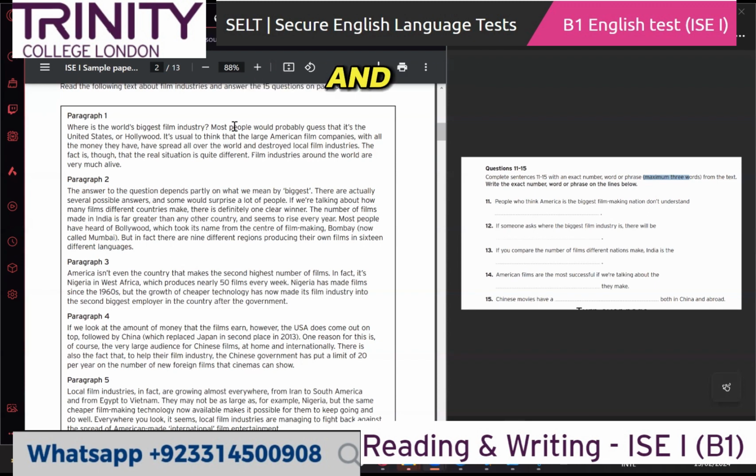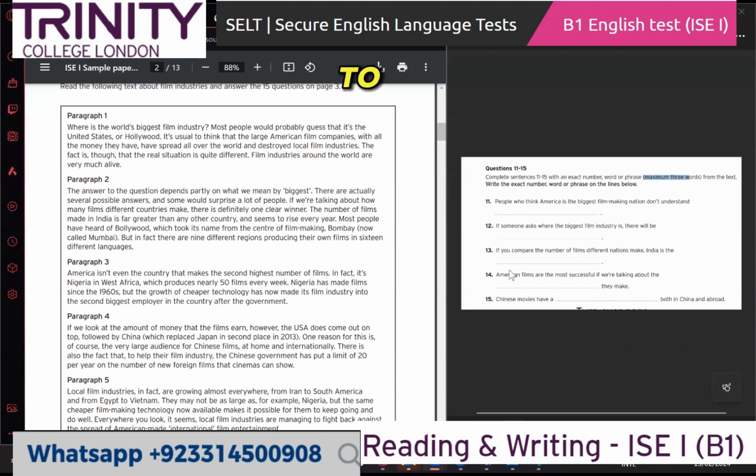Local film industries and cinema are growing almost everywhere, from Iran to South America, and from Egypt as a vintage. They may not be as large as, for example, Nigeria's, but the same cheaper film technology nowadays makes it possible for them to keep going and do well. Everywhere we look in the world, local film industries are managing to fight back against the spread of American-made films internationally and in entertainment.